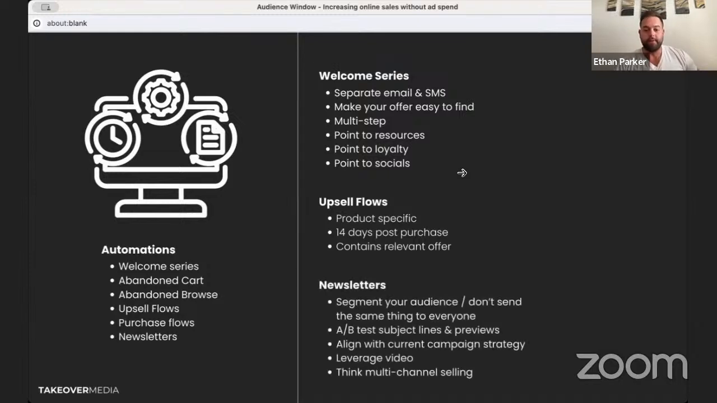Then our newsletters. For this one, the most important thing is segmenting your audience. We don't want to be sending the same thing, a blanket approach, to everyone. So we want to take a look at those data metrics that I had you pull out in that conversation and segment our profiles. There are a lot of different ways you could do that. It really depends on your product.